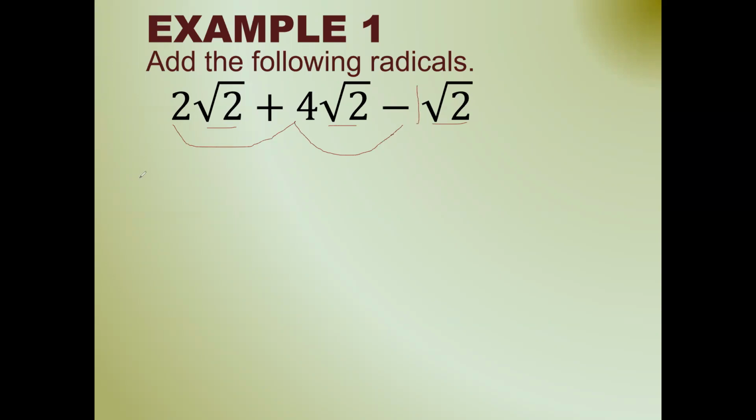Yan. So, ang coefficient muna, 2 plus 4 minus 1. Yan. So, plus, plus, minus, and minus. So, this is equals to 5. Now, ang nakalagay dito sa steps, you have to keep the radicands. Radicands of square root of 2. This is the final answer.